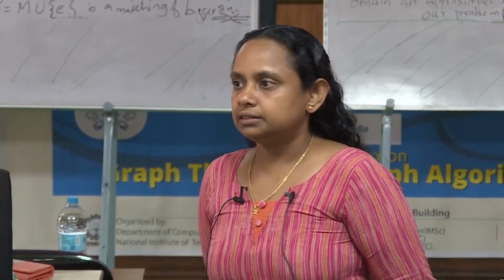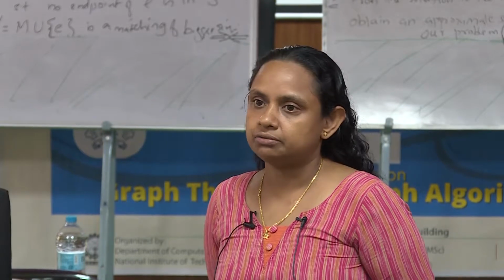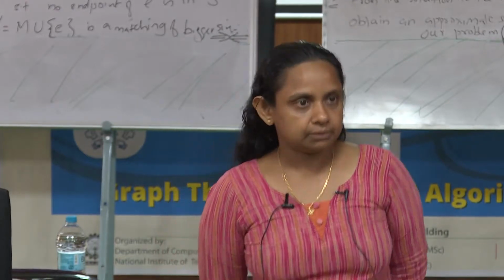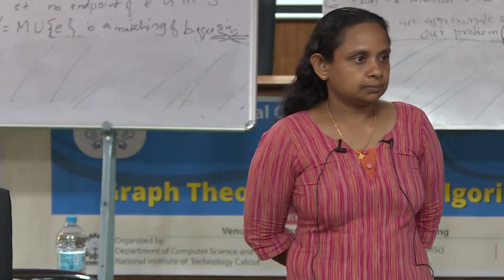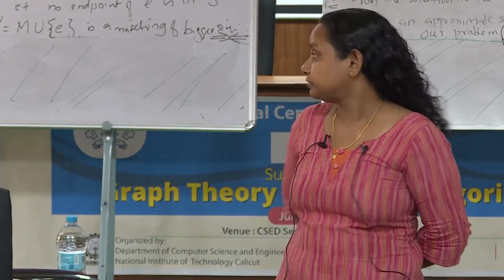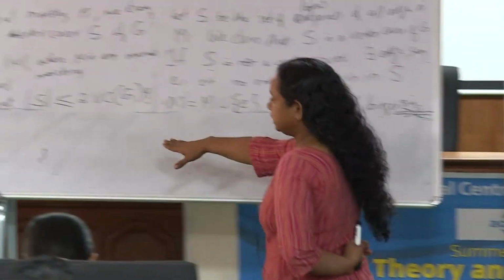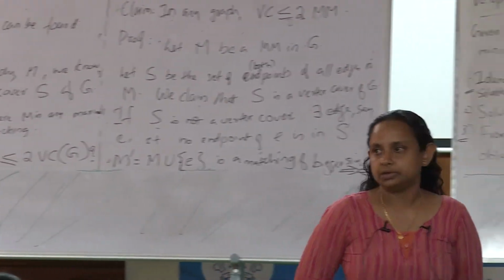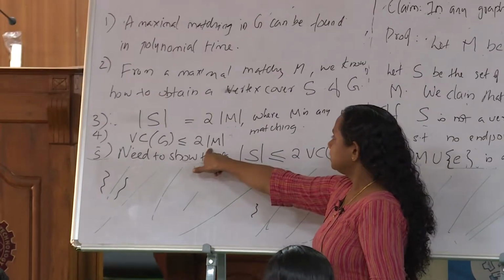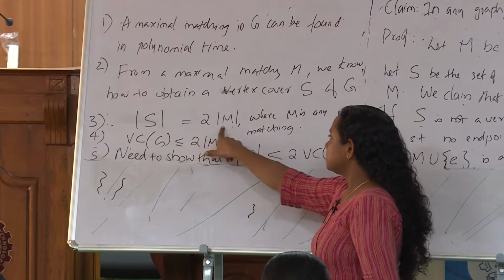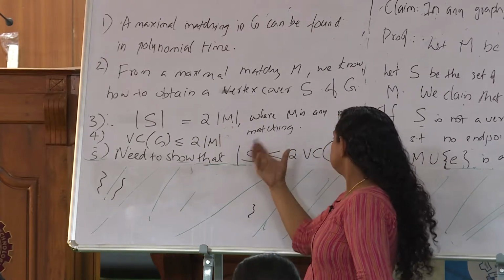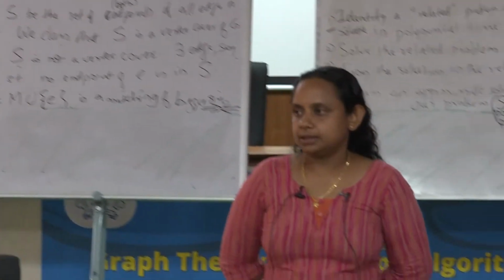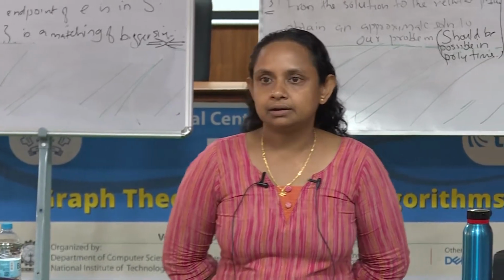If I show that, then we got an approximation algorithm for vertex cover, and we say that this is a 2-factor approximation for vertex cover. Okay? If we argue the last step also properly, S is of size at most 2 times vertex cover number of G. So for S of size 2m, what is required? 2m is less than or equal to 2 VC. That is what I need to show, right? Okay.